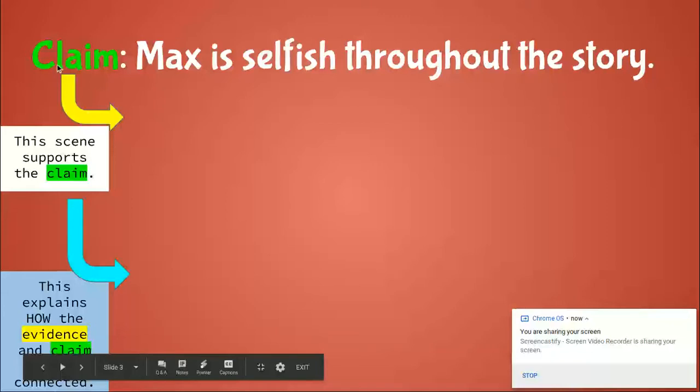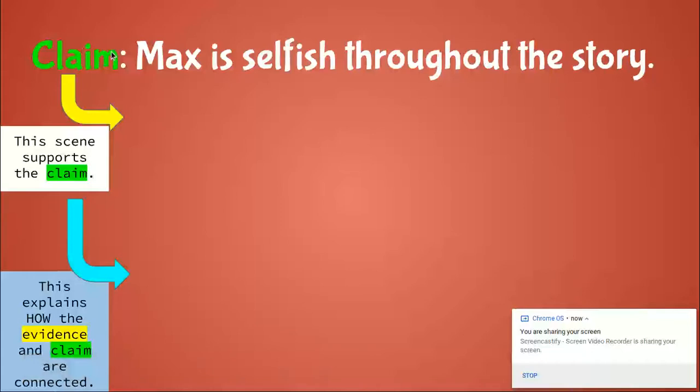So you have a claim, and you wrote this on Tuesday. That claim answers the question, how did Max change? Okay, that is on the back of your worksheet. I will be working with you guys individually to make revisions, but I thought as a class you guys did a really nice job.